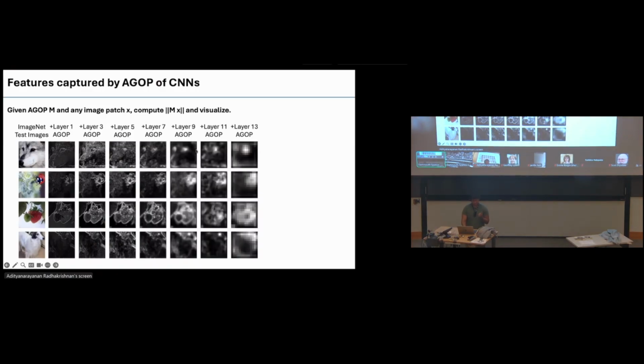For example, for dogs, it's the eyes of dogs that end up becoming the key spatial feature that's important. For the ladybug, it's this region of the ladybug. And for strawberries, it's that region of the strawberry. The reason things are getting blurrier and blurrier is because the model is downsampling the image through the layers.